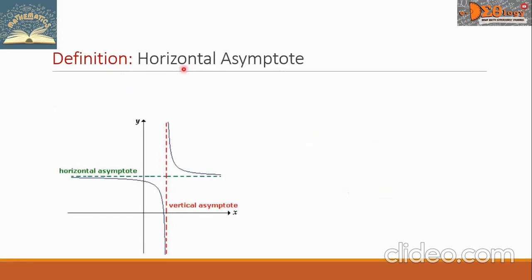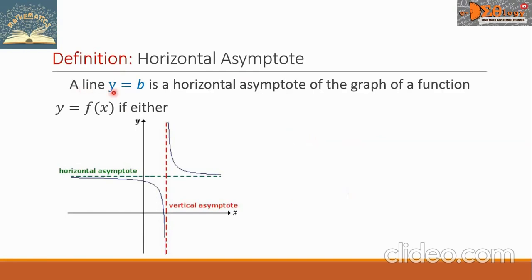Now let us define horizontal asymptote. A line y equals b is a horizontal asymptote of the graph of a function y equals f of x if either the limit of f of x as x approaches positive infinity equals b, or the limit of f of x as x approaches negative infinity equals b.